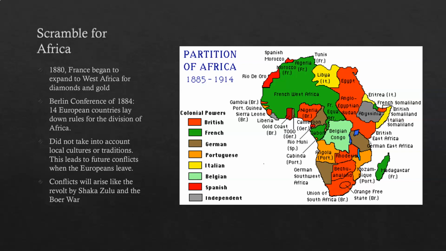Some of the Africans are going to revolt against the white man, as they would call them, and then the Boer War was a war between England and the Dutch, just to see who's going to take control of this South Africa. And so a lot of conflicts started to happen as well, even though they had already divided this. So conflicts between countries were going to happen, and conflicts within the people of Africa. Again, within the people of Africa, it was mostly about who is going to be in charge now that the white man, the Europeans, have left.